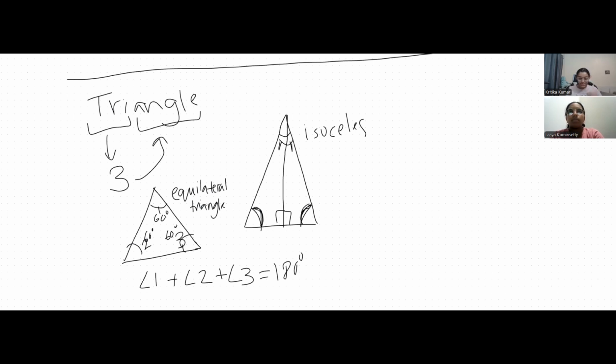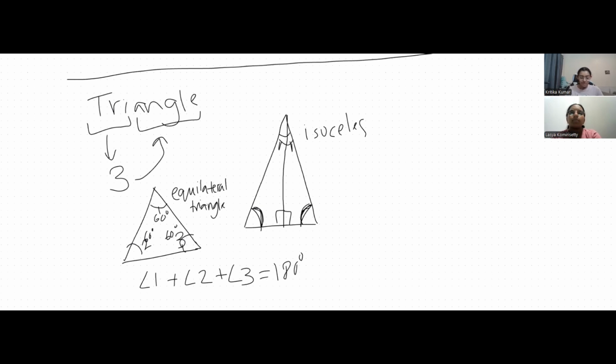There's another type. So there are three types of main triangles, but then there's another triangle that people don't usually talk about when they're talking about triangles, because there are a lot of laws and rules related to it, but it's also a really important triangle. So we talked about isosceles. Our isosceles has two angles that are the same and one that is different, right?